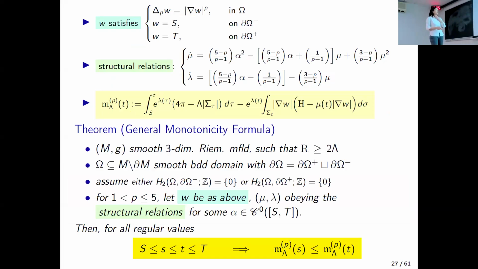So we have this general monotonicity formula. We can prove that under some reasonable assumptions, these quantities associated to each level set of the W function are monotone, that is, non-decreasing.